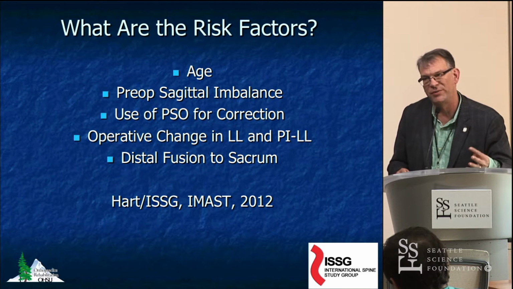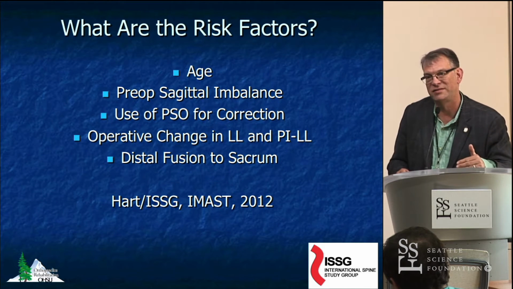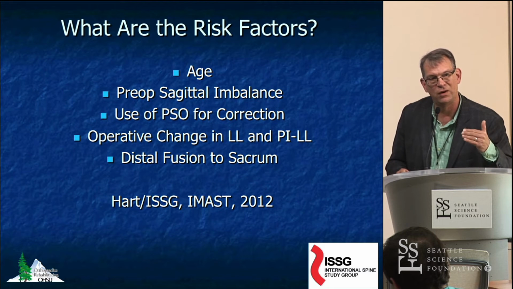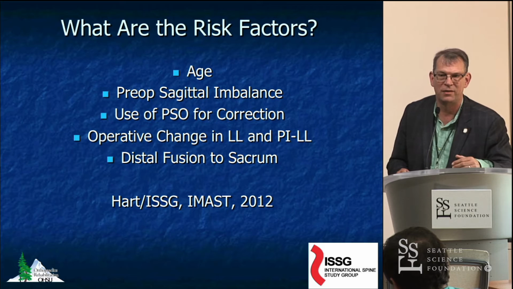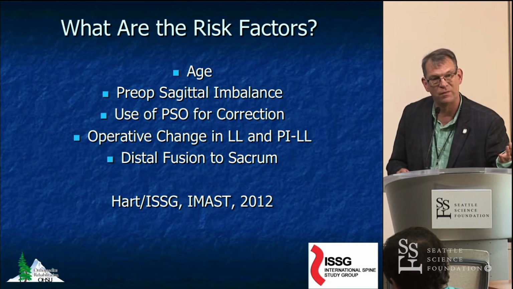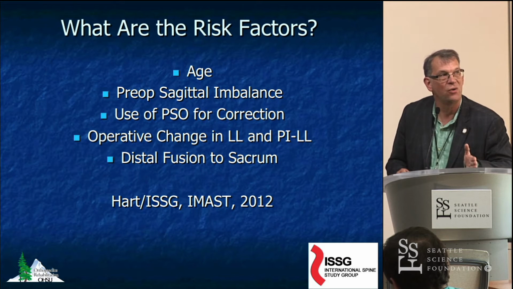So if you think about all three of those, they probably travel together, right? If you have somebody who comes in with bad sagittal imbalance, you're more likely to do a 3-column osteotomy, and you're of course more likely to create a lot more lordosis than they came in with. So all of those come together. So these are older patients that have bad sagittal alignment.